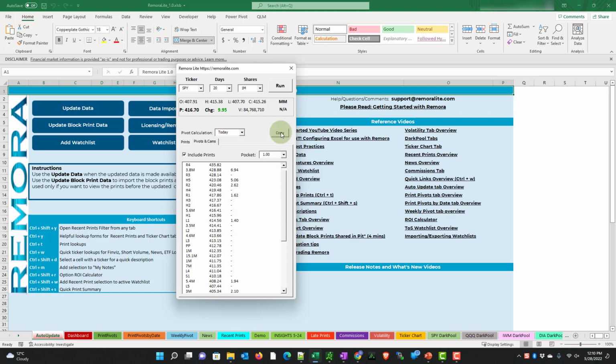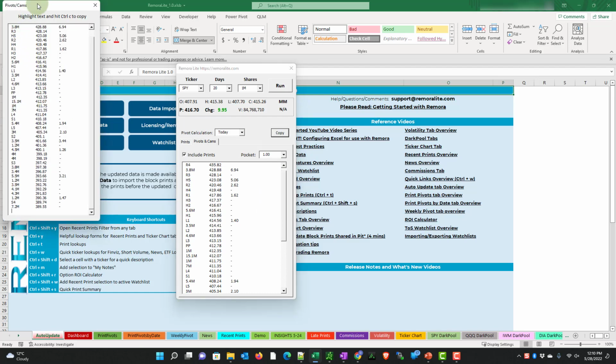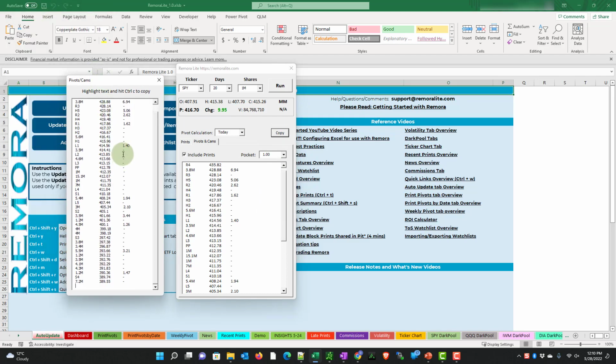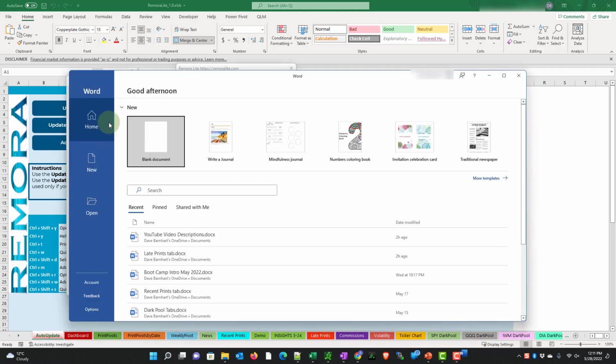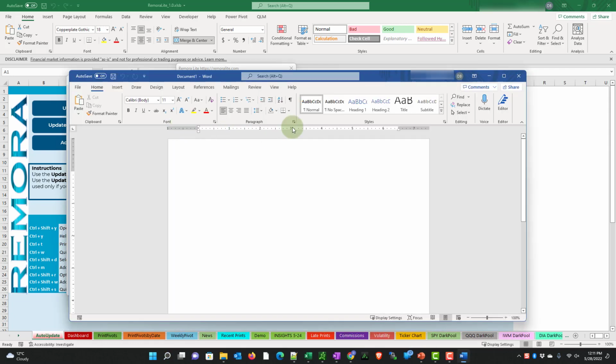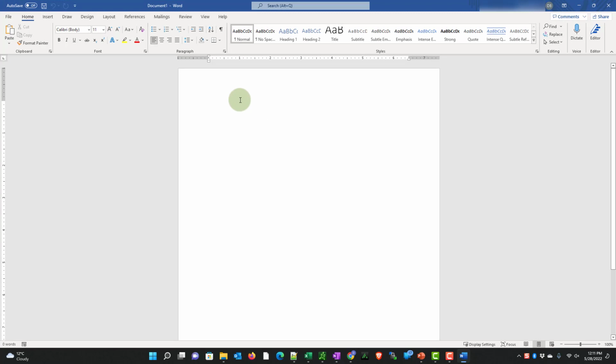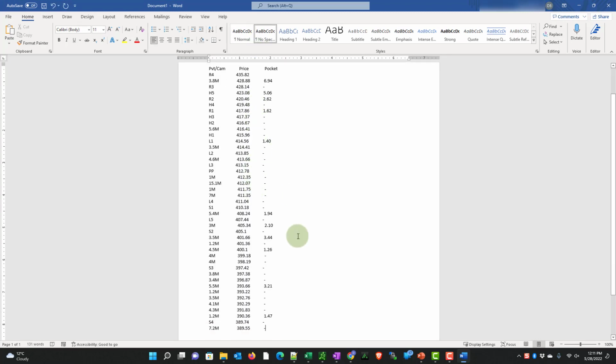I can choose copy, which gives you the list of everything there. It says highlight text and hit Ctrl-C to copy. Now what I can do is I can open something like Word, and paste the results in there. And I can print that out and write on my sheet for my day trade.